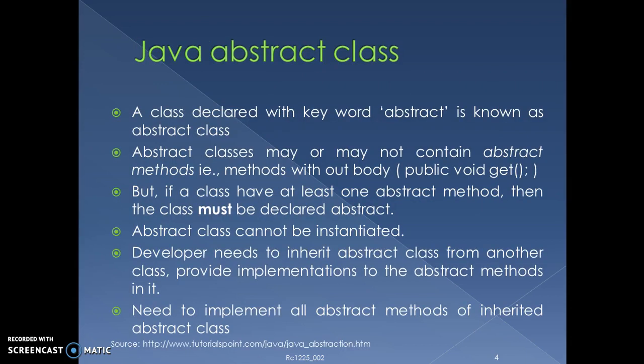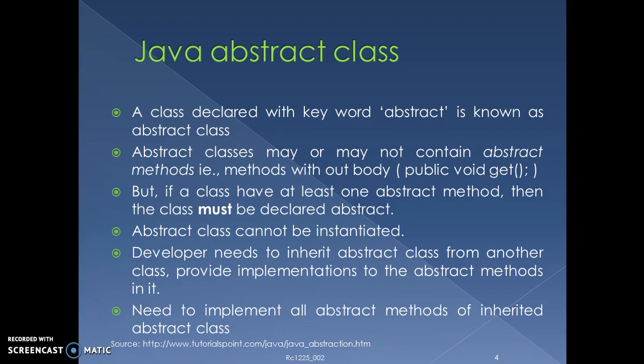The abstract class must be declared with the keyword abstract, and a class declared using the keyword abstract is known as an abstract class. Point number 2: an abstract class may or may not contain abstract methods, that is, methods without body. But if a class has at least one abstract method, then the class must be declared as abstract. The abstract class cannot be instantiated. If the developer wants to use it, he needs to inherit the abstract class from another class, and implement all abstract methods of the inherited abstract class. These are all the properties of an abstract class.